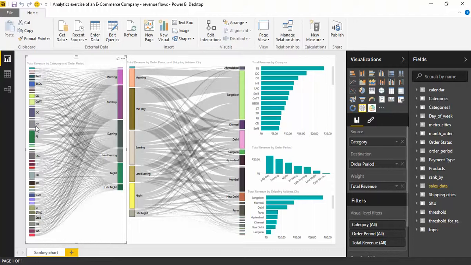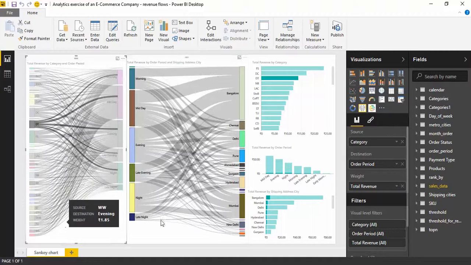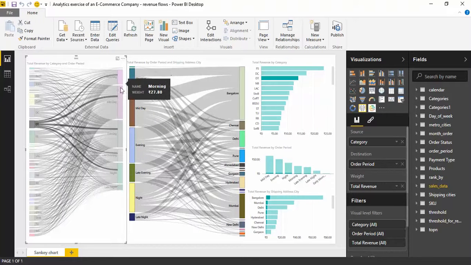If I hover my mouse over a category, let's say DT, I'll get to know that a total of rupees 13.94 units of goods were actually shipped off this category. Now, if I were to actually click on the 13.94 over here, you'll see that of all the people who ordered this particular category, none of them ordered this late in the night. All of them ordered this either in the morning, midday, evening, late evening, or in the night.